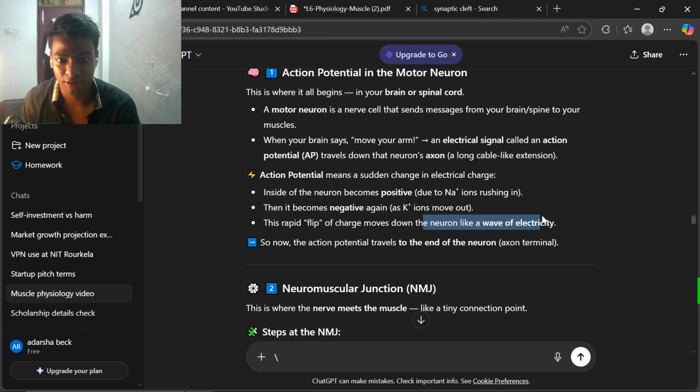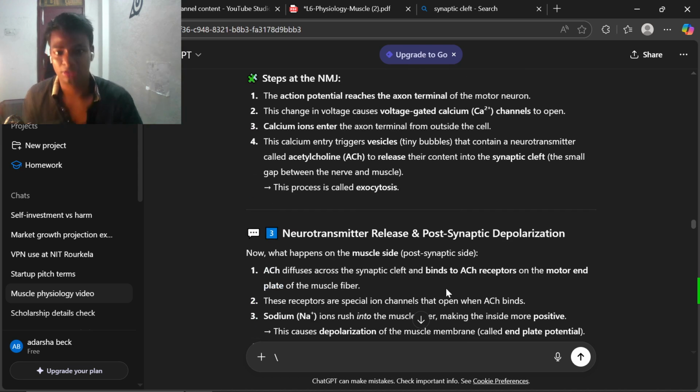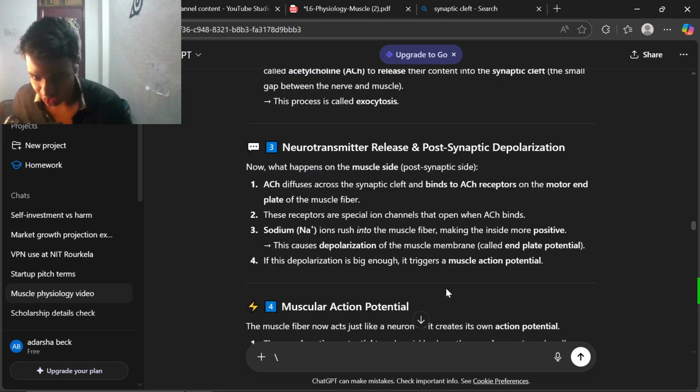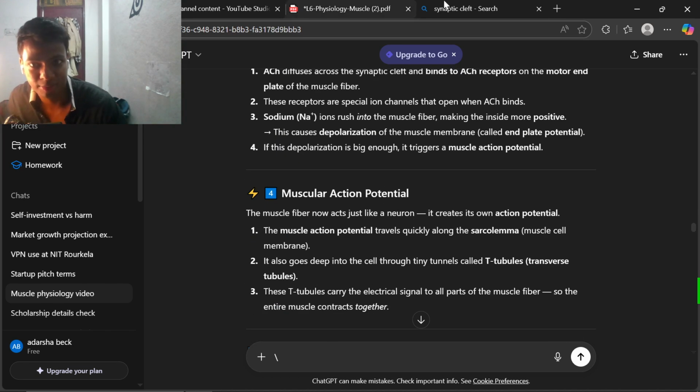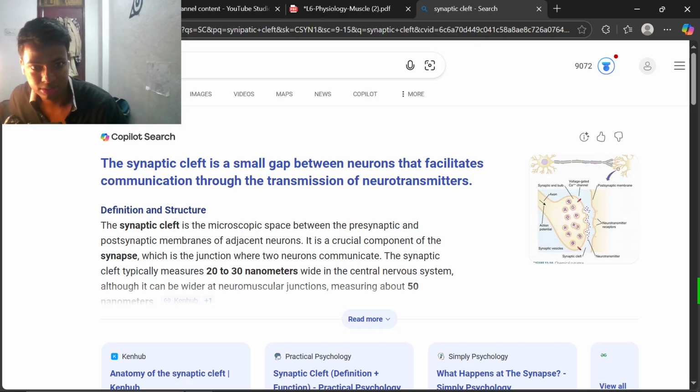The electricity which formed from the change of charge, oh, that was the action potential. The action potential and the muscle potential are different. We'll come to that. By the way, let me show some pictures. This picture will actually help us.